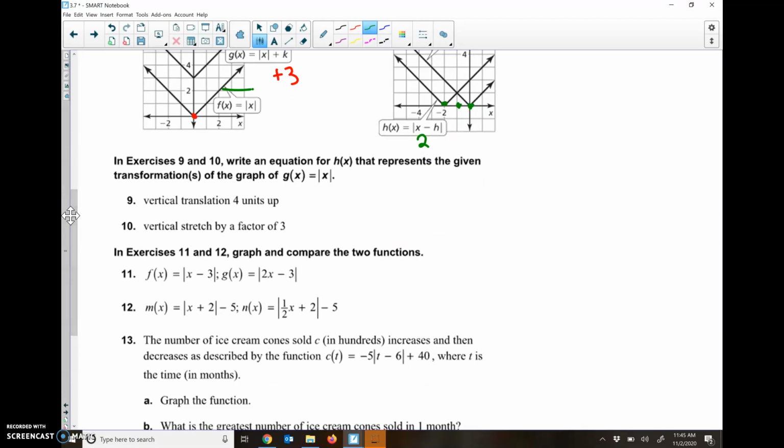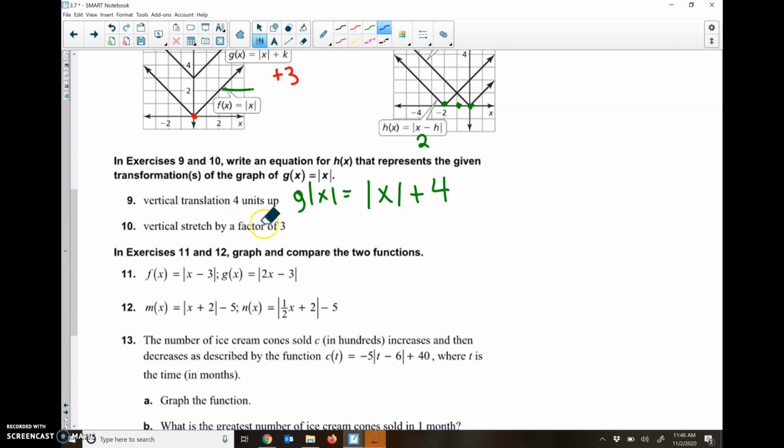Okay, here they want us to write it out, so a little different. So a vertical translation up 2 spots, or sorry, up 4 spots. So then I'm going to have my g of x equals, so up 4 spots means it's outside the absolute value bars. So it's going to be the absolute value of x plus 4. Remember, if it said left 4 or right 4, it'd be inside the absolute value bars.